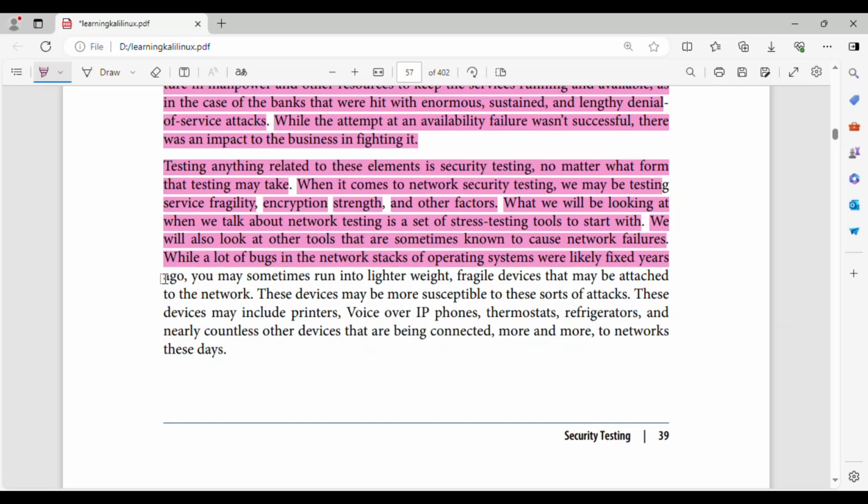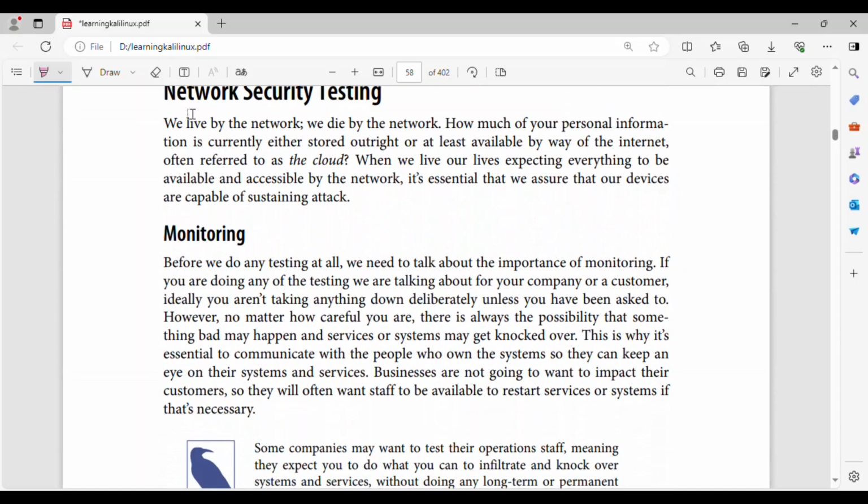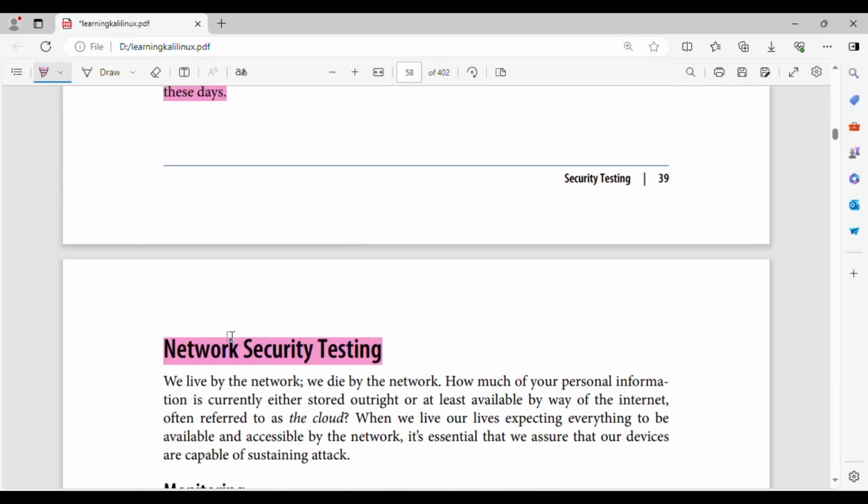While a lot of bugs in the network stacks of operating systems were likely fixed years ago, you may sometimes run into lighter weight, fragile devices that may be attached to the network. These devices may be more susceptible to these sorts of attacks. These devices may include printers, voice-over IP phones, thermostats, refrigerators, and nearly countless other devices that are being connected, more and more, to networks these days. Network security testing.